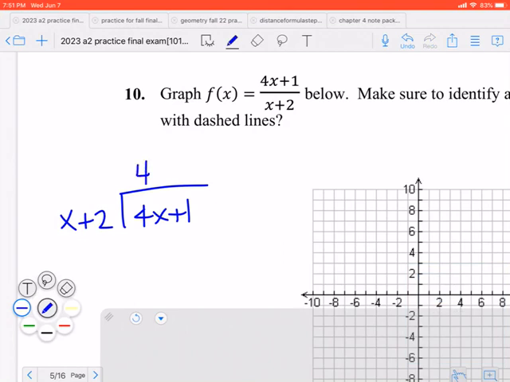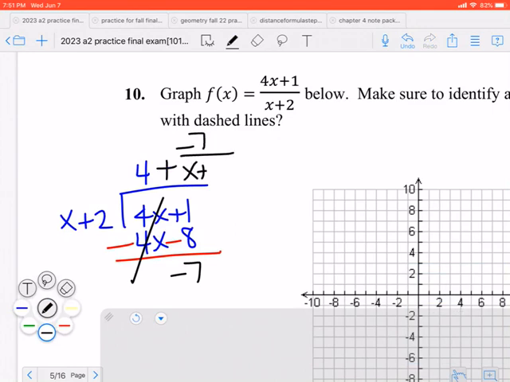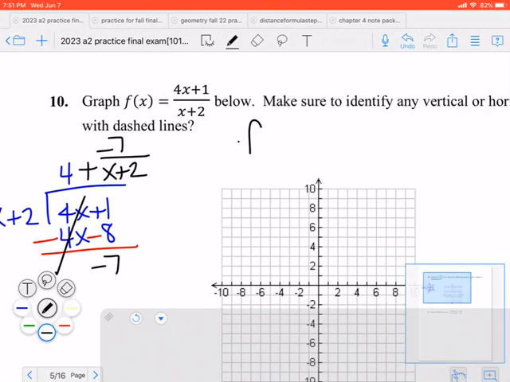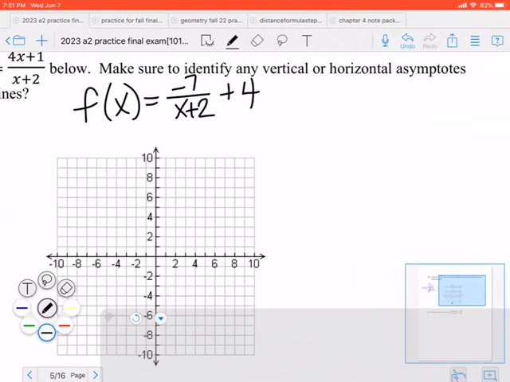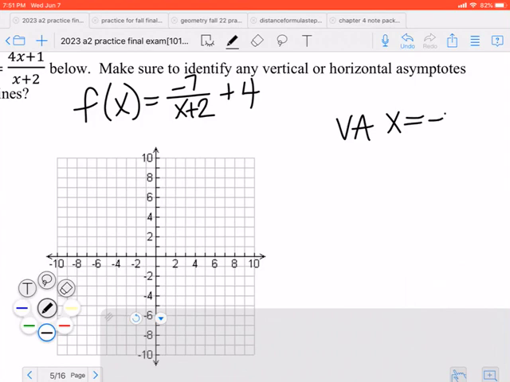X times 4 is 4x. 4 times 2 is 8. Draw the line, switch the signs. That adds to 0. 1 minus 8 is -7. So plus -7 over x plus 2. So our function rewritten, -7 over x plus 2 plus 4. So that means we have a vertical asymptote at x equals -2.